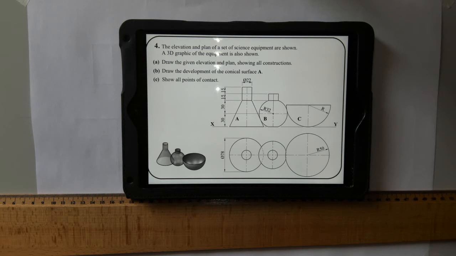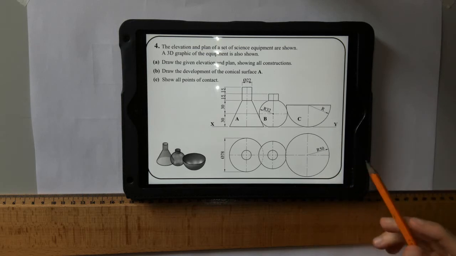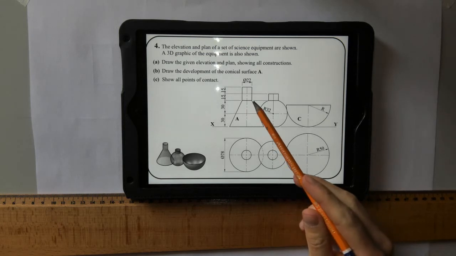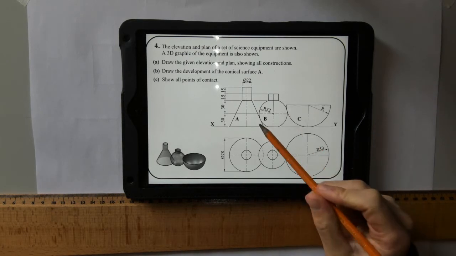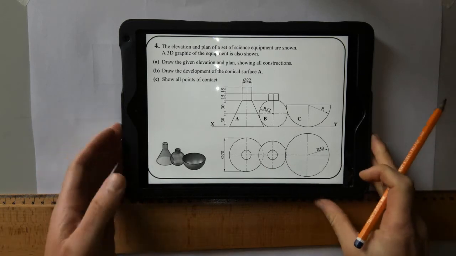Part A is draw the given elevation and plan showing all constructions, so basically what you see here and here. Part B, draw the development of the conical surface A, so basically this cut cone here at the bottom half, what does that look like when it's folded out flat? And then part C, show all points of contact, so basically all where the points connect in all the views.